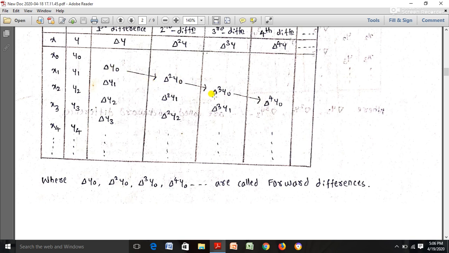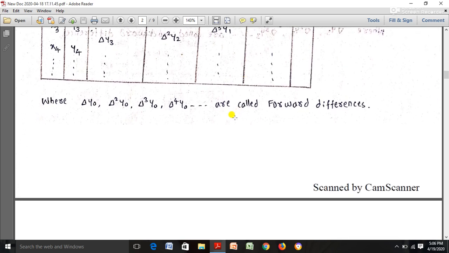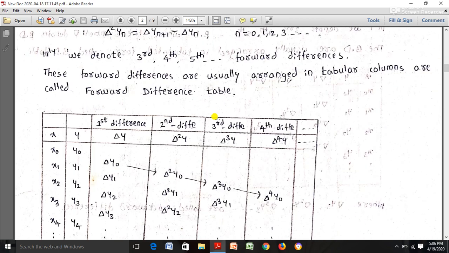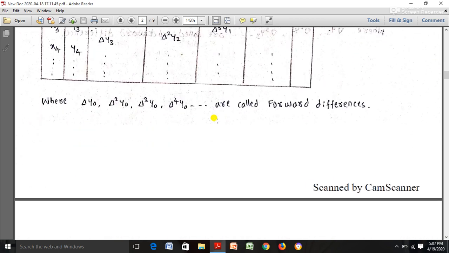In the next video we will see what the backward differences are; this was the forward differences.